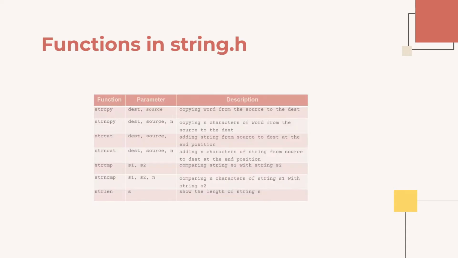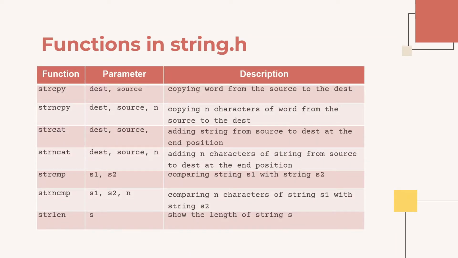Okay, next we will look at some of the functions in the string.h library. There are 7 functions that are the most widely used to manipulate strings. First is strcpy, and the parameters are destination and source. It is used to copy a word from the source to the destination. And the second function is strncpy. The parameters are destination, source, and n. strncpy is used to copy n characters of a word from the source to the destination. So we just choose n characters from the source.